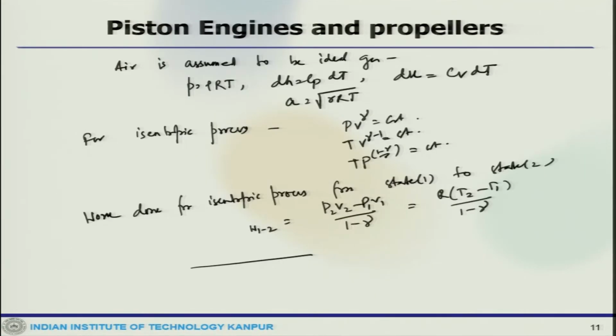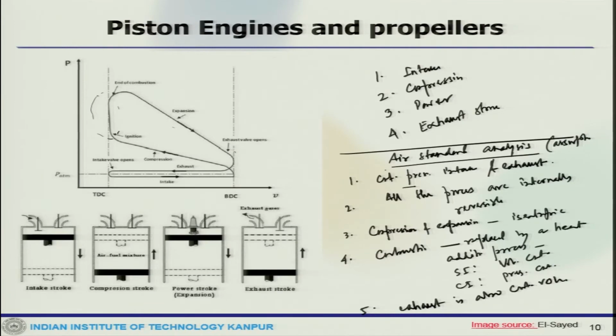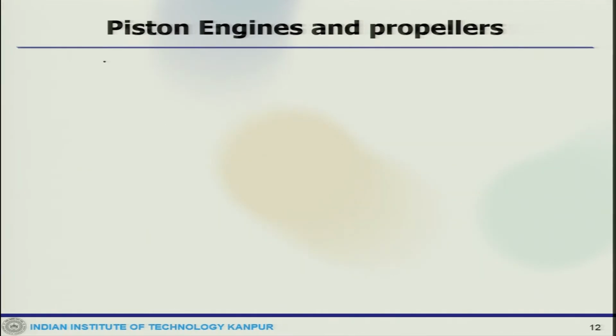Okay, so welcome back, and let's continue the discussion on the piston and propeller engine. We have talked about the basic engine types and their arrangements. We just started taking the assumption for reciprocating engines, and now we will look at the thermodynamic analysis of those engines. So this is what we have talked about, the air standard analysis, the assumptions and things like that.